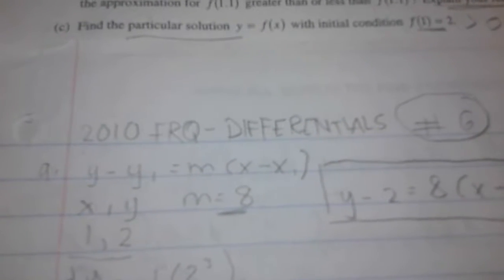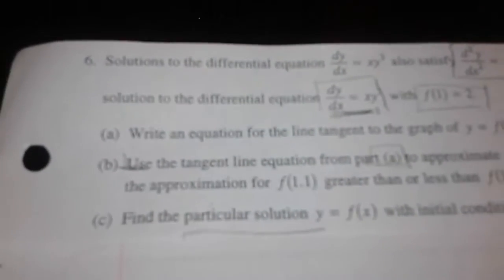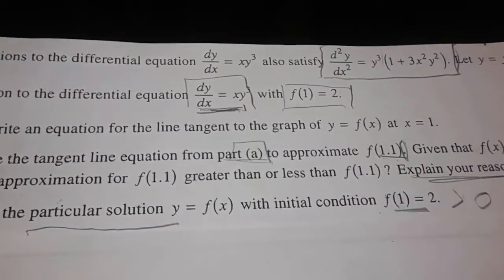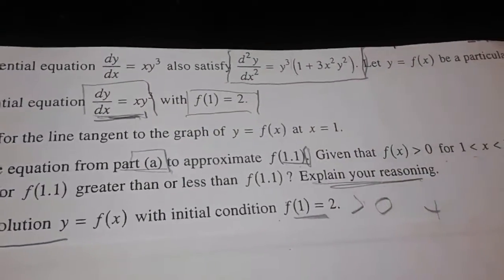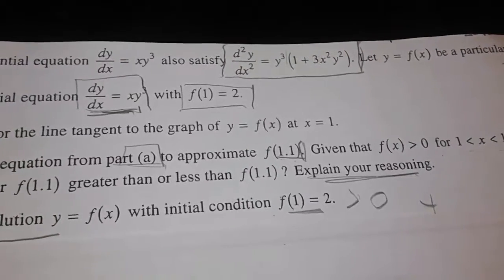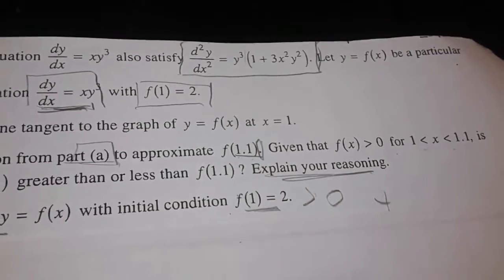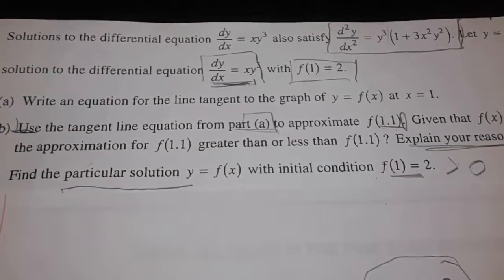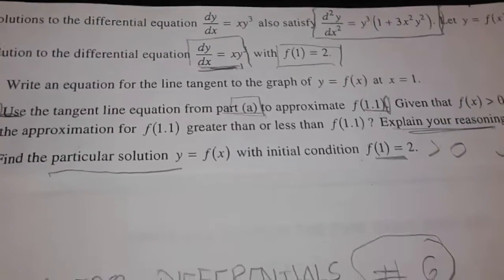Okay, so this is the 2010 FRQ differentials number 6. The question is: solutions to the differential equation dy/dx equals xy cubed also satisfy d squared y over dx squared equals y cubed times (1 plus 3x squared y squared). Let y equal f(x) be a particular solution to the differential equation dy/dx equals xy cubed, with f(1) equals 2.